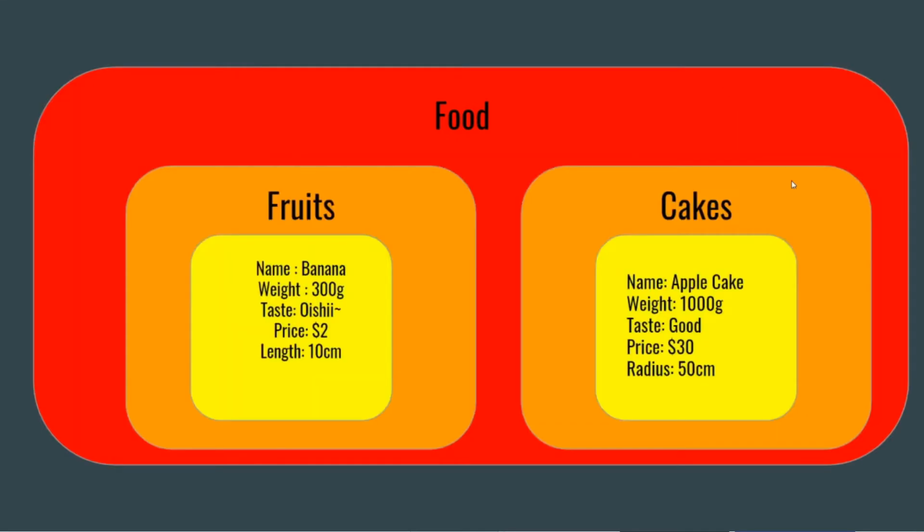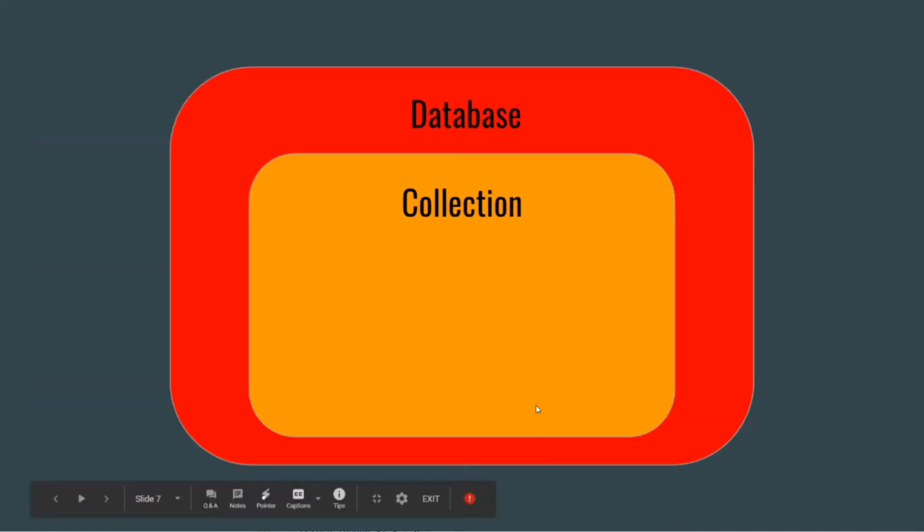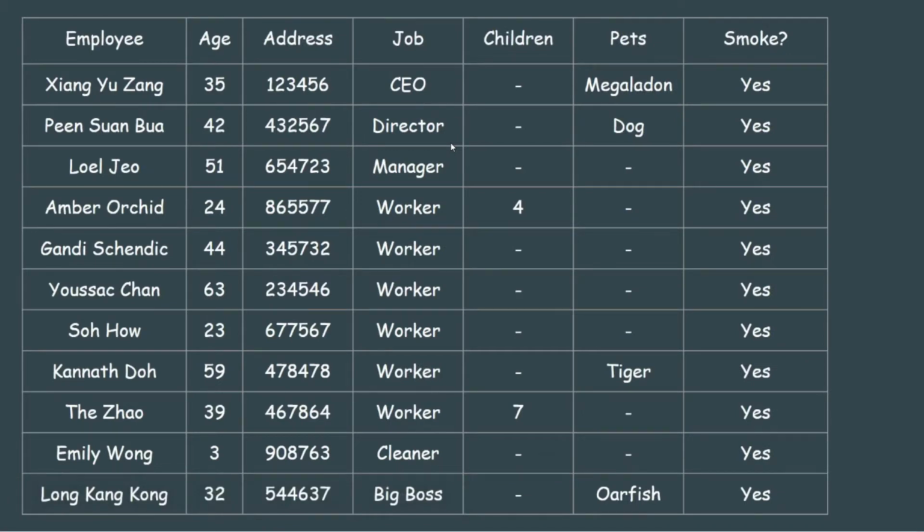So here's the magic. You see that there are 2 different collections. They have name, weight, taste, price. But look at the last document: its length and radius. That shows that NoSQL databases are dynamic. You wouldn't have to deal with the ugliness that you see on this table. If this table represented fruits and food instead, and instead of children and pets it had radius and length, then for the banana there wouldn't be a radius, and for the apple cake there wouldn't be a length, and there would be blanks.